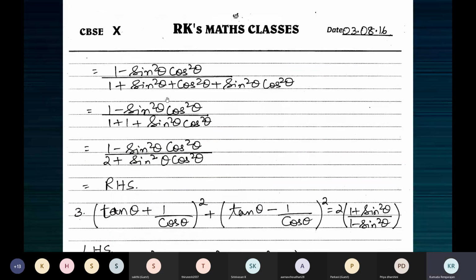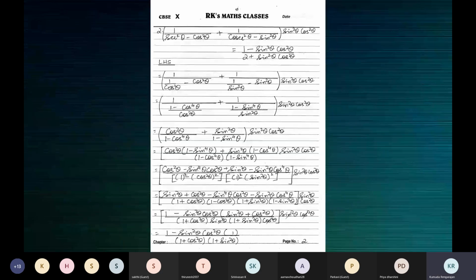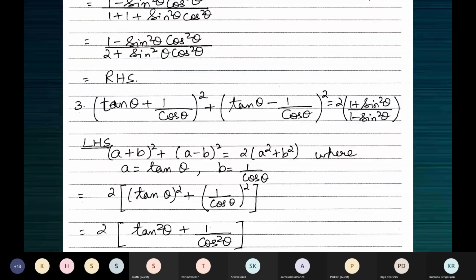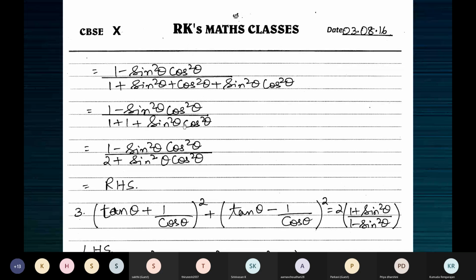So when you multiply, you'll get 4 terms. That's the regular multiplication, just the way you do in algebra, children. Nothing different. How will you multiply? 1 into 1 is 1. 1 into sin square theta is sin square theta. Cos square theta into 1 is cos square theta. Cos square theta into sin square theta is sin square theta cos square theta.